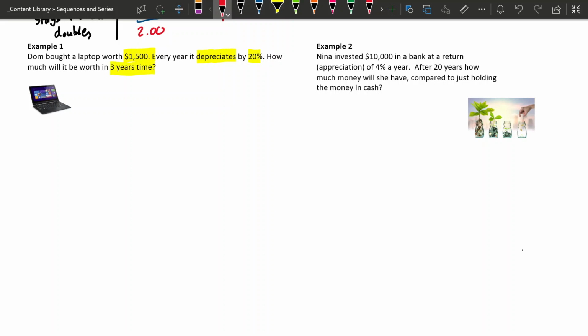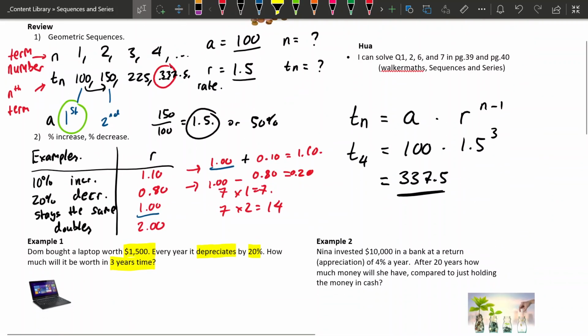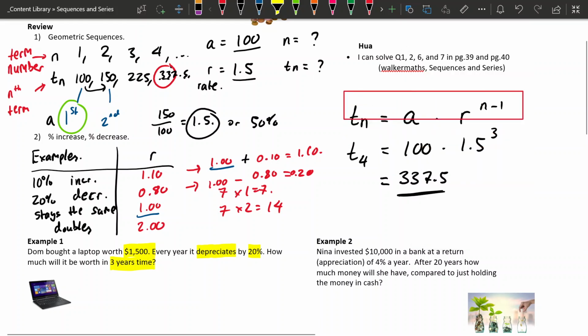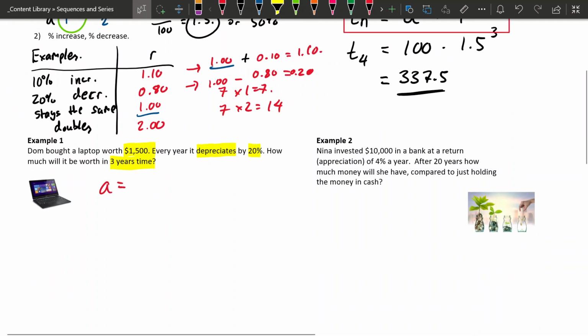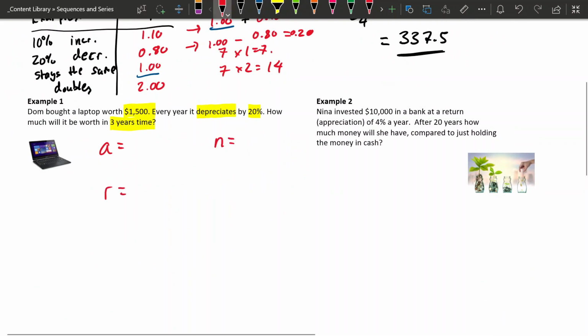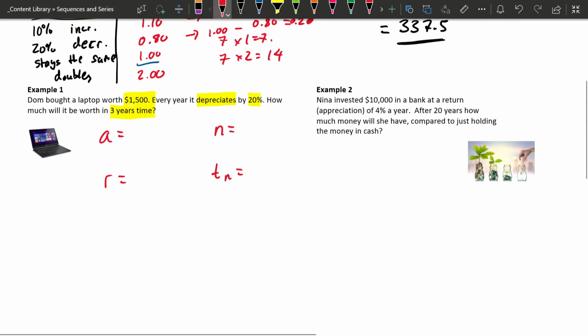To solve all these questions, you must first find out what the a is, n, the r, and the Tn. Let me just type the formula in a box because it's so useful. I'm going to be using it soon. So a, in this case, let's write all that down. a is something, r is something, n is something, and Tn is something. I'm finding that from here. So a is what you start with. So we're starting with 1,500.